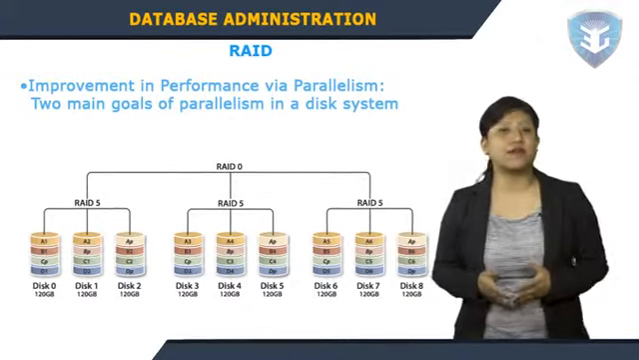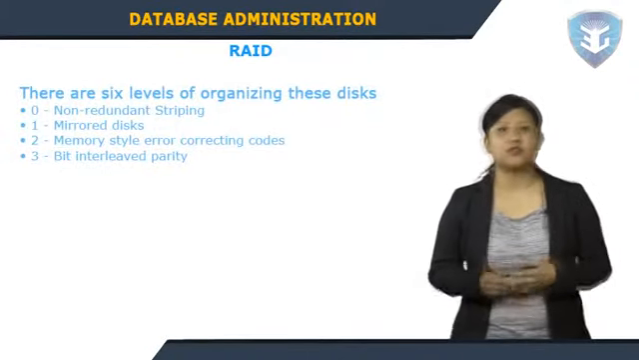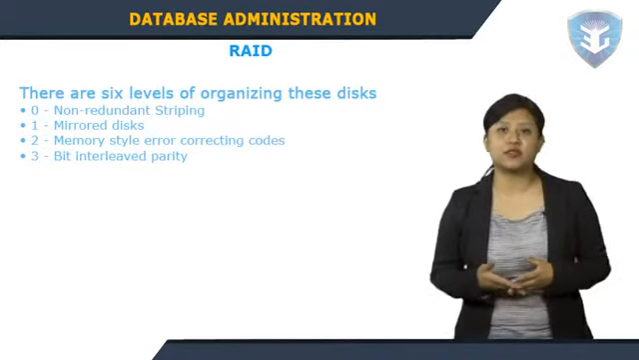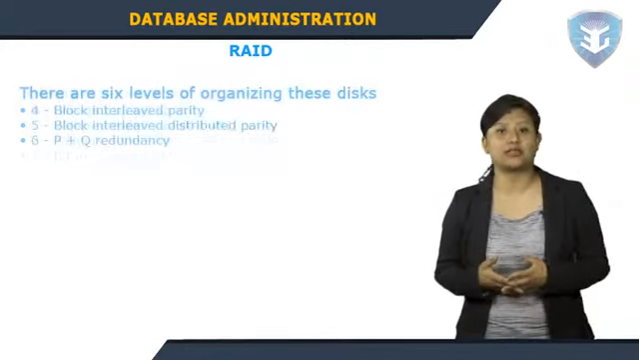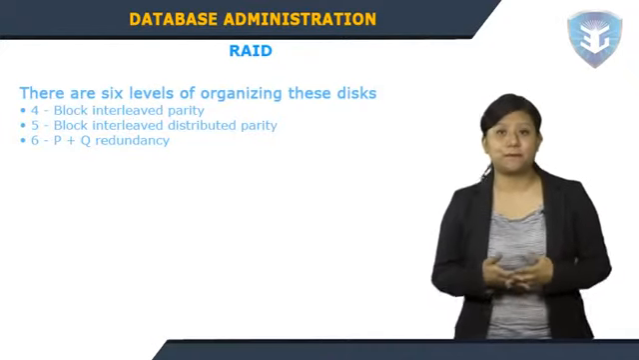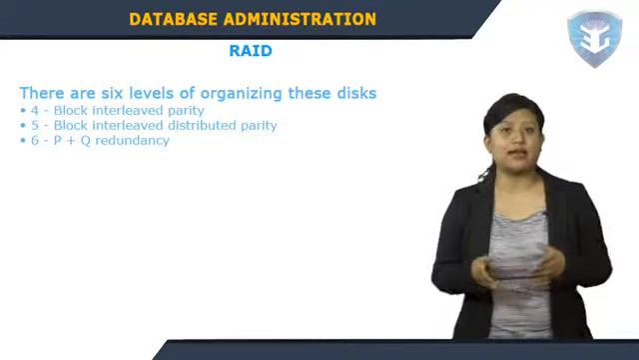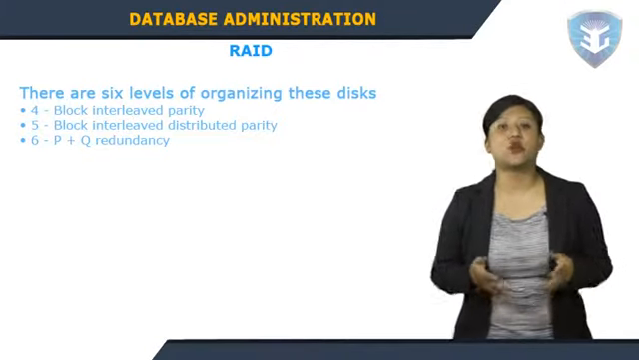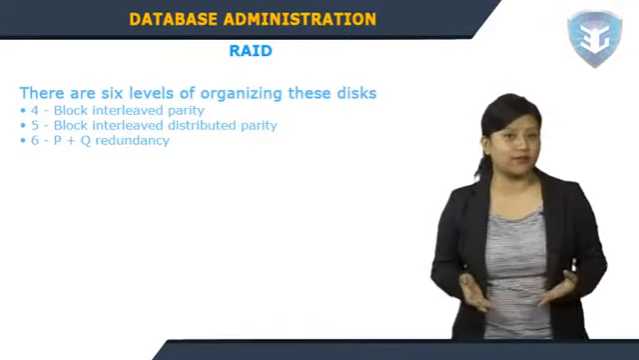RAIDs are redundant arrays of inexpensive disks. There are 6 levels of organizing these disks. 0: non-redundant striping. 1: mirrored disks. 2: memory-style error correcting codes. 3: bit-interleaved parity. 4: block-interleaved parity. 5: block-interleaved distributed parity. 6: P plus Q redundancy. The RAID level schemes provide redundancy at lower cost by using disk striping combined with parity bits. Different RAID organizations, or RAID levels, have differing cost, performance and reliability characteristics.